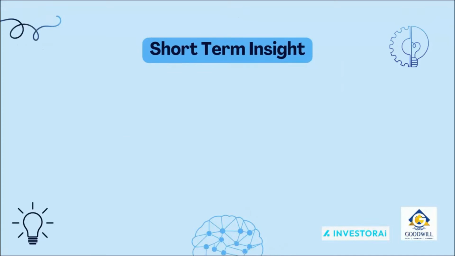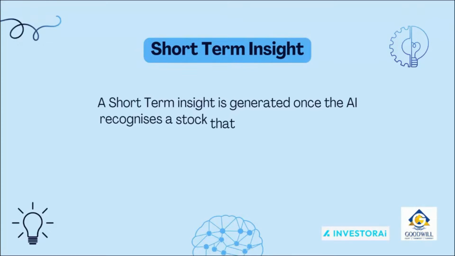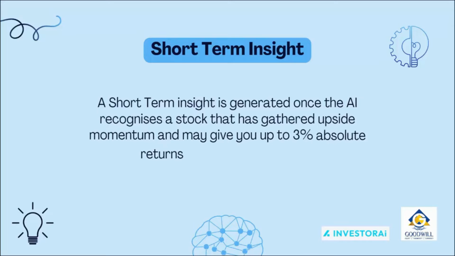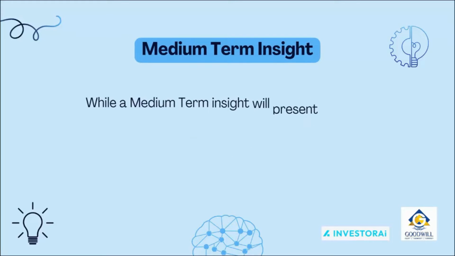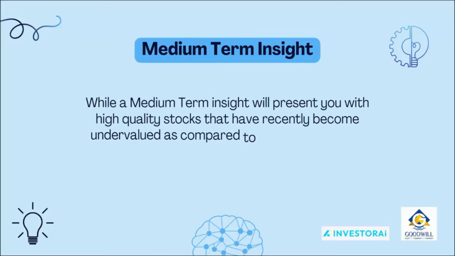A short-term insight is generated once the AI engine recognizes a stock that has gathered upside momentum and may give you up to 3% absolute returns over the next 30 days, while a medium-term insight will present you with high-quality stocks that have recently become undervalued as compared to its peers based on past 10 years data.